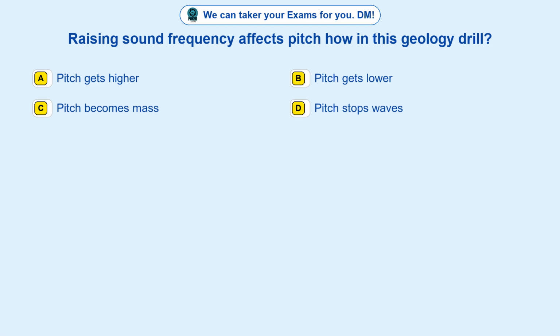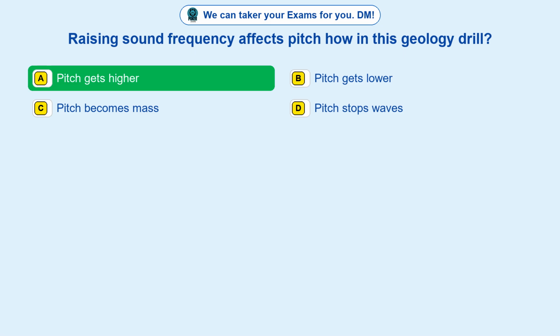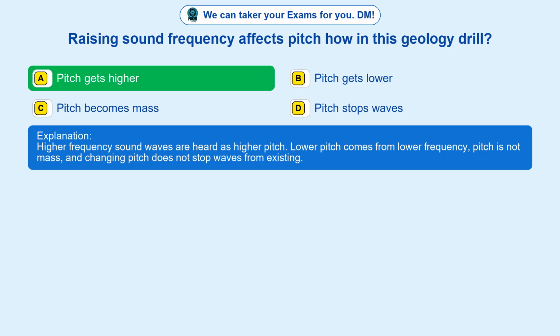Question 67. Raising sound frequency affects pitch how in this geology drill? Option A, pitch gets higher. Option B, pitch gets lower. Option C, pitch becomes mass. Option D, pitch stops waves. The correct answer is option A. Pitch gets higher. Higher frequency sound waves are heard as higher pitch. Lower pitch comes from lower frequency, pitch is not mass, and changing pitch does not stop waves from existing.